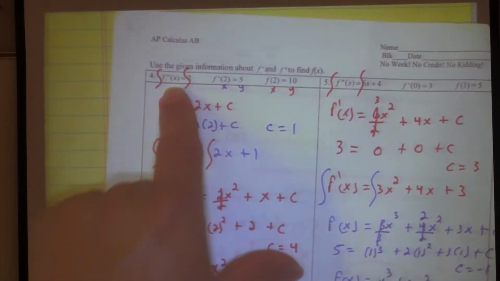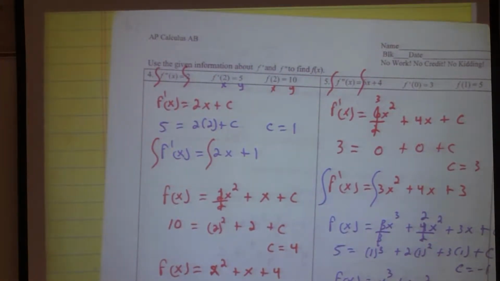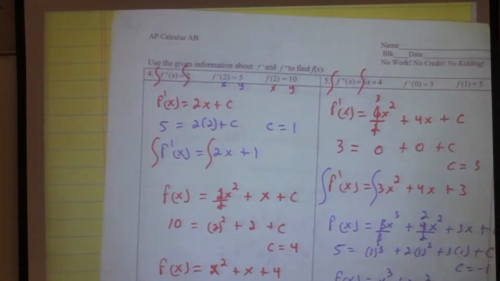Like here we started with the second derivative, so I had to find two different c values, right? To be able to write the original function. We do this a lot in UIL. There's questions that usually come up.